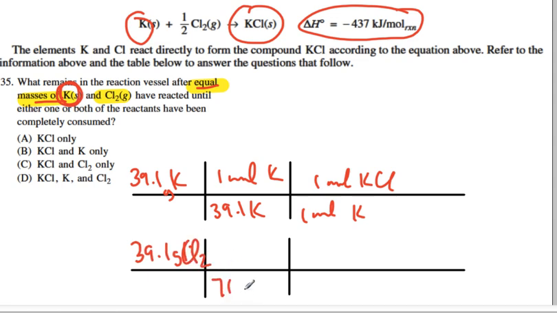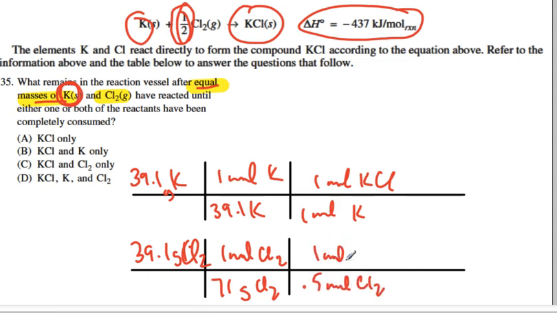The molar mass of Cl2 is 71 grams, which is equal to 1 mole of Cl2. Now the coefficient here is 0.5 moles of Cl2 is equal to 1 mole of KCl. When I do the math, the 39 simplifies, and I basically get 1 mole of this. Then I simplify this: 0.5 of this is going to simplify to 35.5.